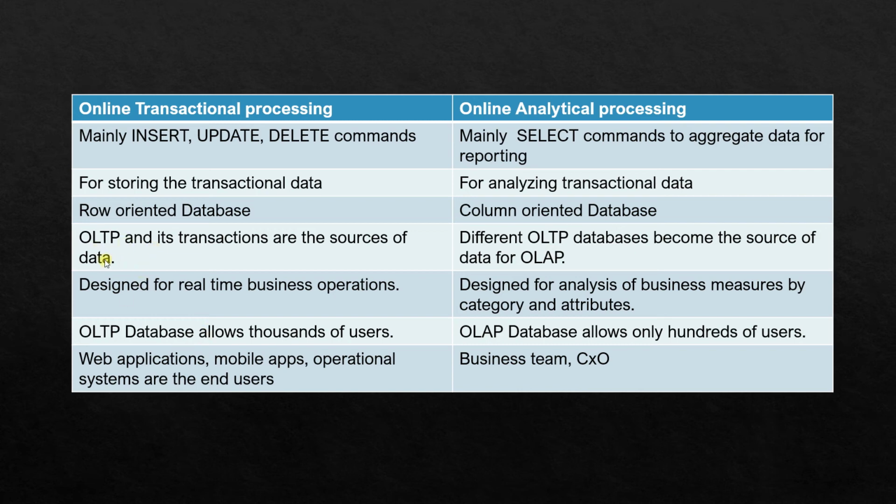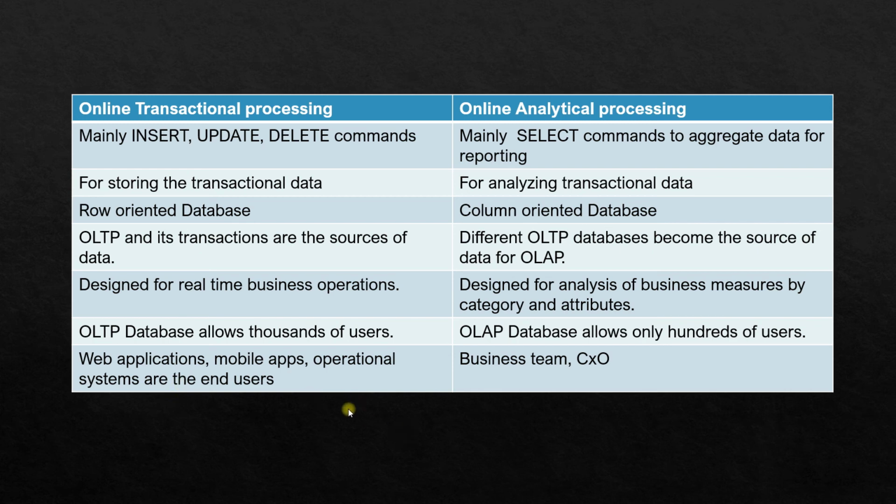So coming back to the difference between OLAP and OLTP, when you talk about OLTP, the main source of data is the transactions, right? The transactions are your main source of data. OLAP is not the source of the data; OLTP is the source of the data. The source of OLAP is different OLTP databases, right? OLTP is mainly designed for real-time business operations. OLAP is designed for analyzing your data, right? An OLTP database can have thousands of users, whereas an OLAP database will have only a few tens or hundreds of users. And for OLTP, mostly the web applications, mobile applications, and operational systems like ERP and CRM use OLTP, right?